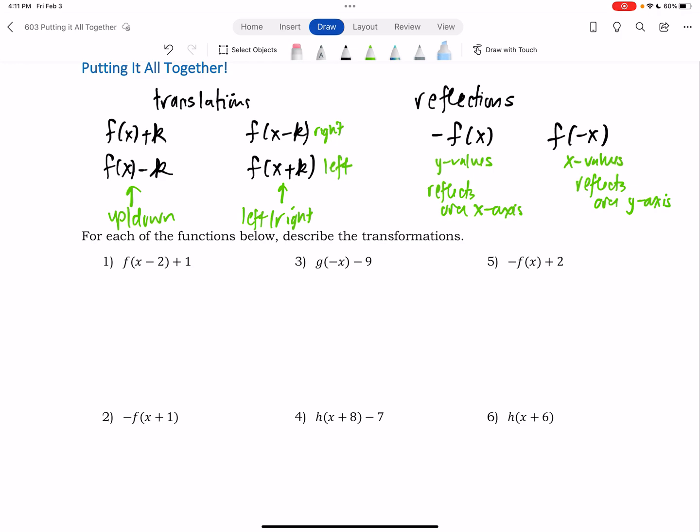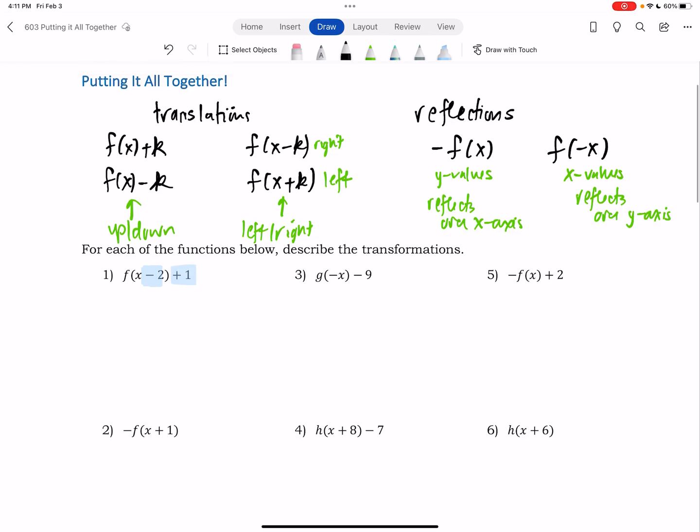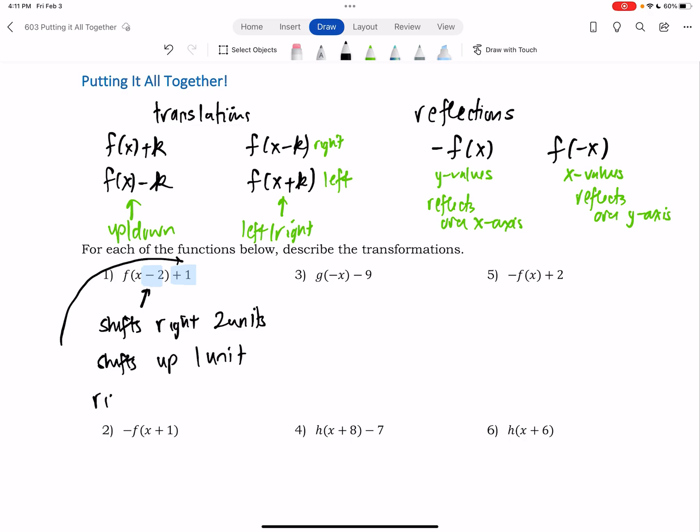So in this first example, we have a -2 inside and a +1 outside. So that -2 inside is coming from this left and right translation. So it shifts to the right 2 units. And then that +1 at the end shifts up 1 unit. So in total, we would say right 2, up 1.